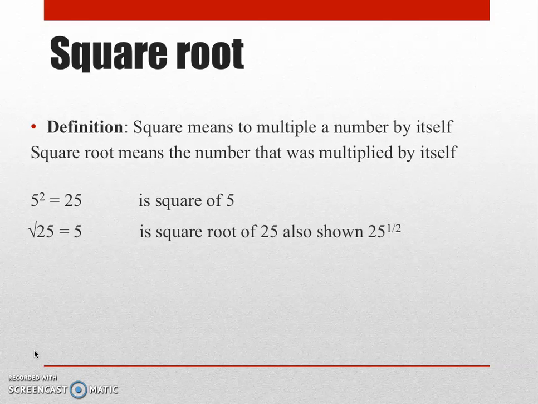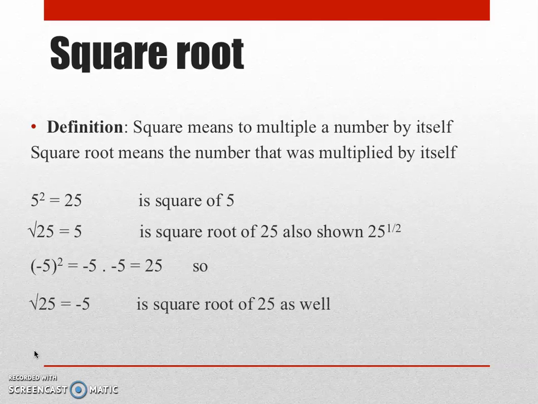We can also show this as a power of a fraction, which is 25 to the power of 1 over 2, where 2 is the root of that fraction. So negative 5 squared is also 25. So then we can say the square root of 25 can also be negative 5.